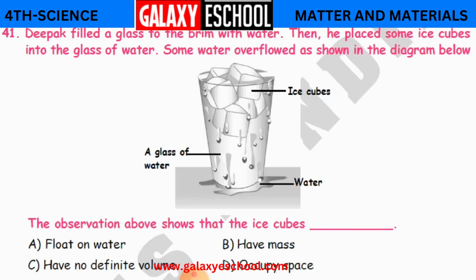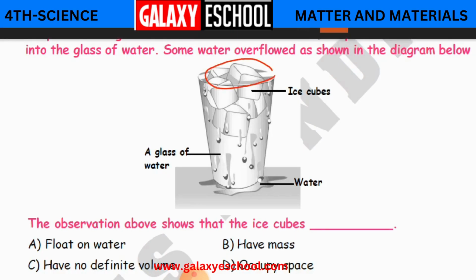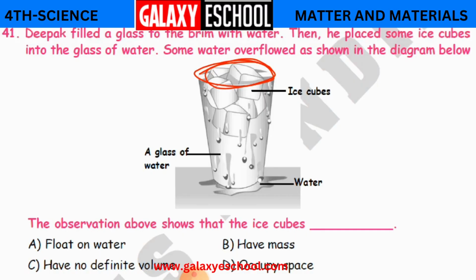Deepak filled a glass to the brim with water. Then he placed some ice cubes into the glass of water. Some water overflowed as shown in the diagram below. Okay, brim is the mouth. Brim is nothing but the edge area. So Deepak, what did he do? He filled the water to the brim, till the mouth. Then he just placed some ice cubes into that glass of water. And what happened? Some water overflowed, as it is shown here in the picture.